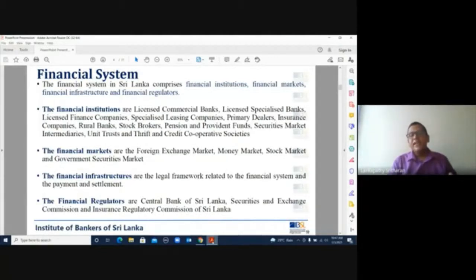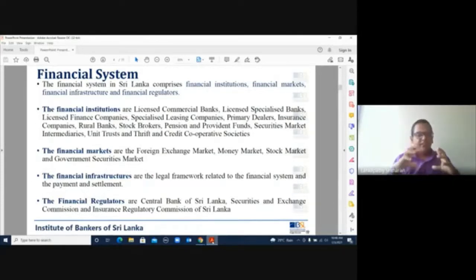And the second one is the Securities and Exchange Commission, SEC. The SEC regulates the equity market, stockbrokers, and basically capital market related institutions. The third one is the Insurance Regulatory Commission, which, of course, monitors the insurance companies, generally the life insurance as well as general insurance companies.